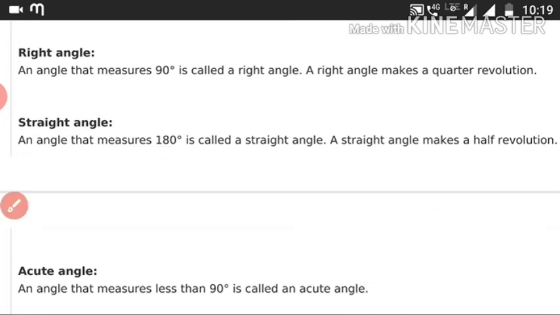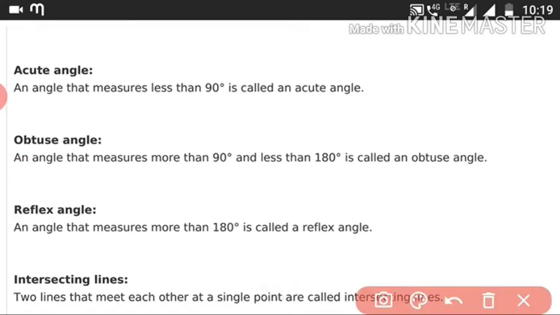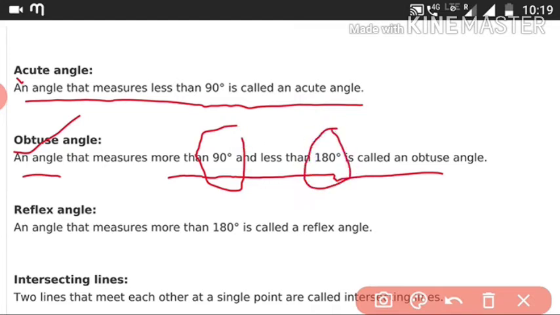Now next, acute angle. An angle that measures less than 90 degrees is called an acute angle. Very simple. Then obtuse angle. An angle that measures more than 90 and less than 180 is called an obtuse angle. So you have to remember this.